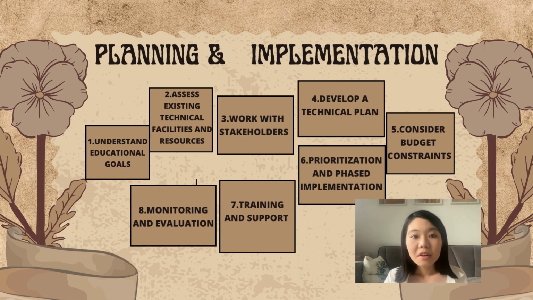In summary, formulating a comprehensive technology plan that meets educational goals and budget constraints requires taking into account educational goals, existing resources, stakeholders' needs, budget constraints, and others, and taking appropriate measures to ensure the smooth implementation and sustainability of the plan's improvement.